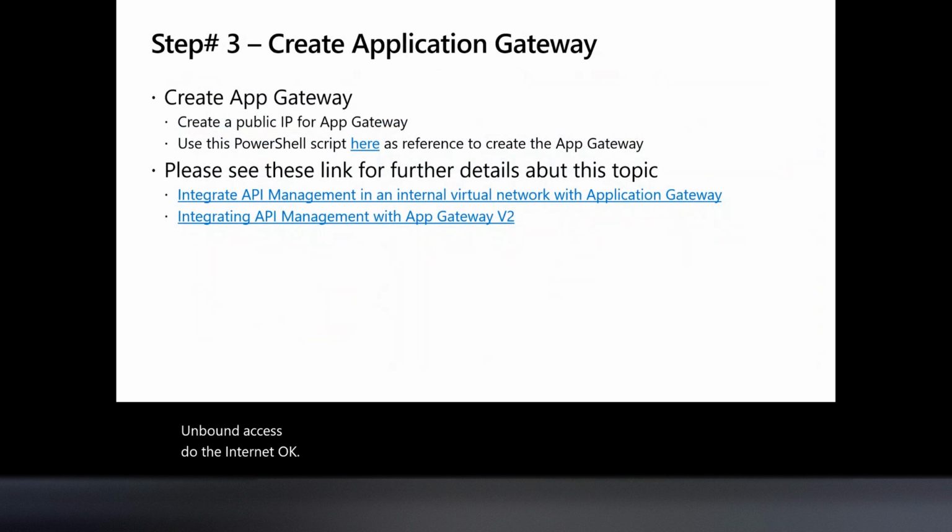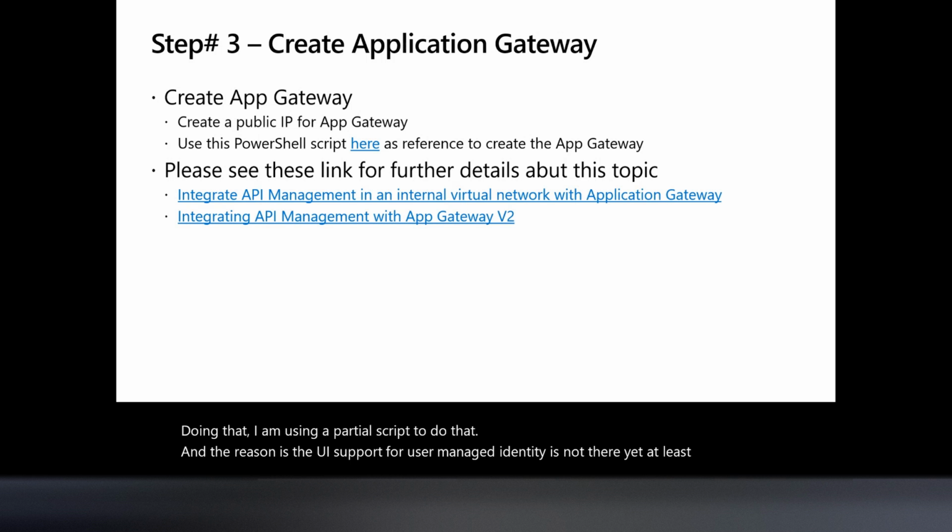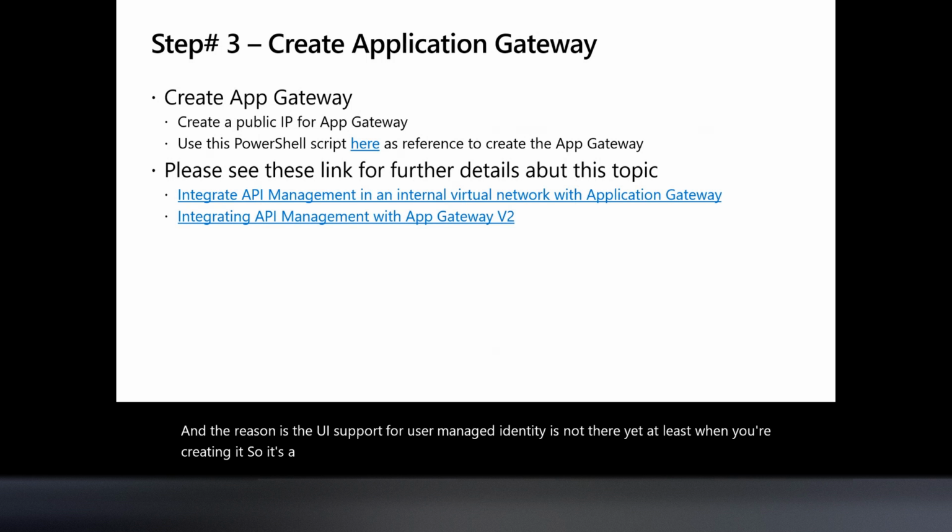Third is create the application gateway. When I was doing that, I used a PowerShell script, and the reason is the UI support for user managed identity is not there yet, at least when you're creating it. So it's a good idea to use a PowerShell script, and I will show it to you in a second.